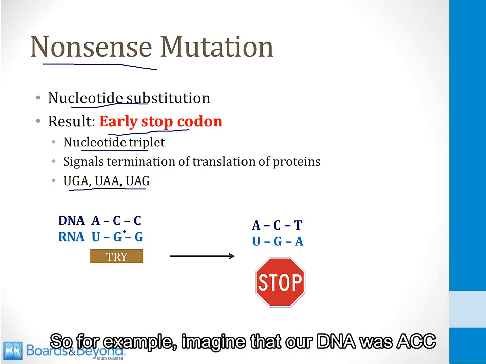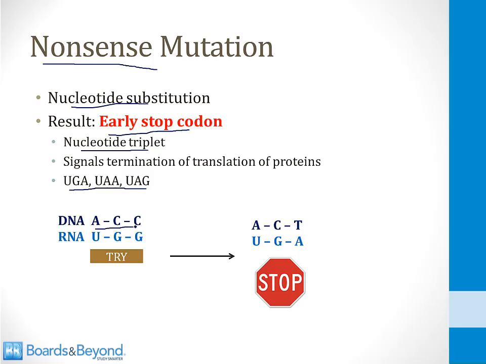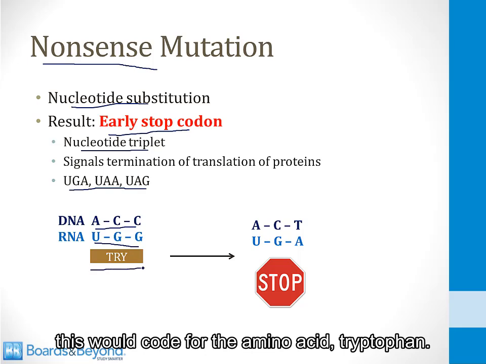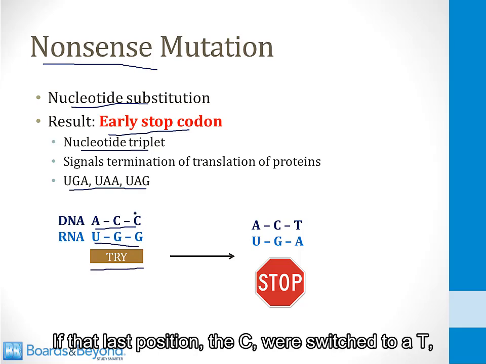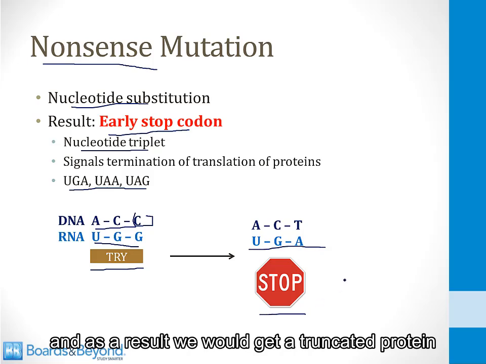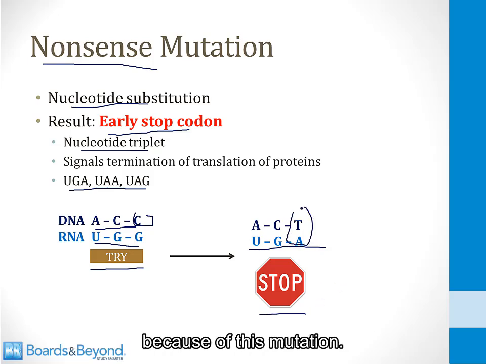So for example, imagine that our DNA was ACC and that coded for a piece of mRNA that was UGG. This would code for the amino acid tryptophan. If that last position, the C, were switched to a T, this would now code for UGA, which is a stop codon, and as a result, we would get a truncated protein because of this mutation.